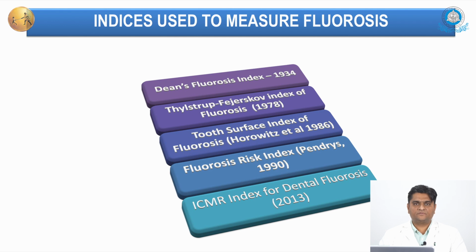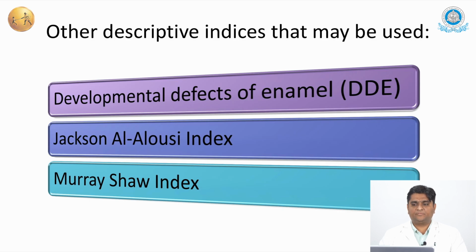Then there is the Thylstrup-Fejerskov Index of Fluorosis, which was given in the year 1978. Then we have the Tooth Surface Index of Fluorosis, which was given by Horowitz et al. in the year 1986. And then we have the Fluorosis Risk Index given by Pendrys in the year 1990. And lastly, we have the ICMR Index of Dental Fluorosis given in the year 2013. Other descriptive indices that may be used along with these indices are the DDE, that is also known as the Developmental Defects of Enamel, the Jackson-Alauzi Index, or the Murray-Shaw Index.